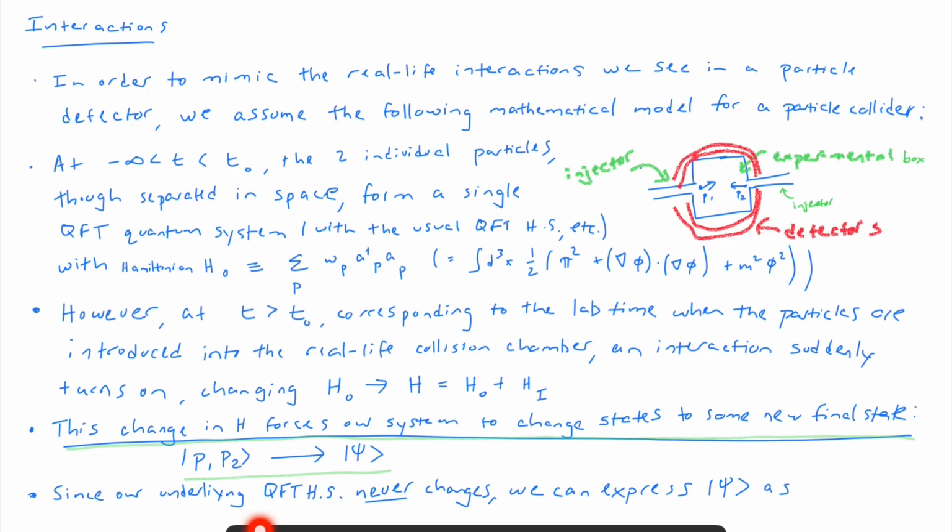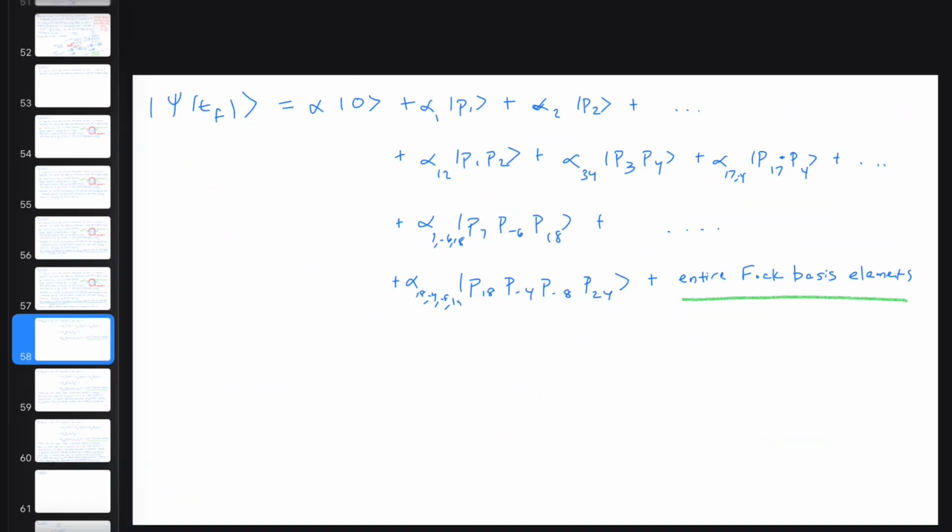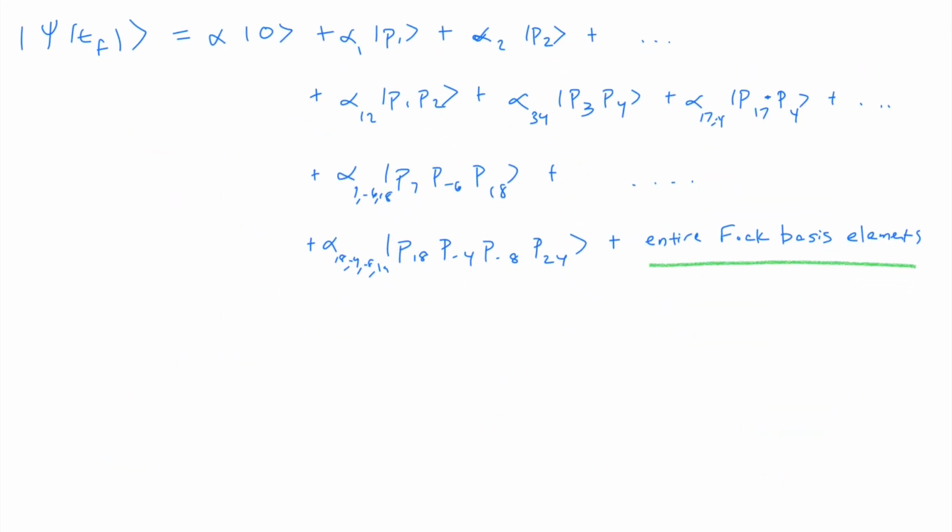Since our underlying QFT Hilbert space never changes, we can express psi. One way we can express the state is indicated on this slide. Now in QFT, our final state, psi of t sub f, can be expressed as a new state, different than what we started. Remember, we started in some eigenstate, like this particular eigenstate over here. The Hamiltonian changed according to our postulate.